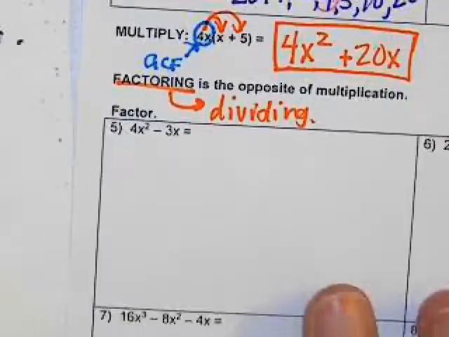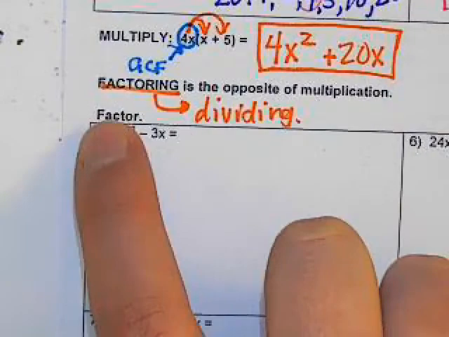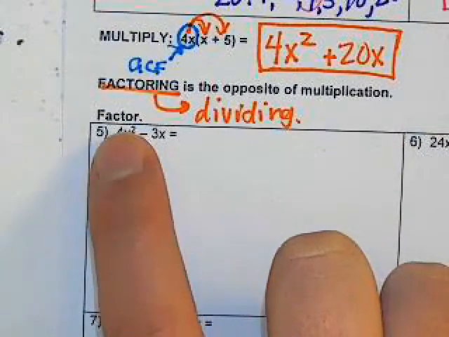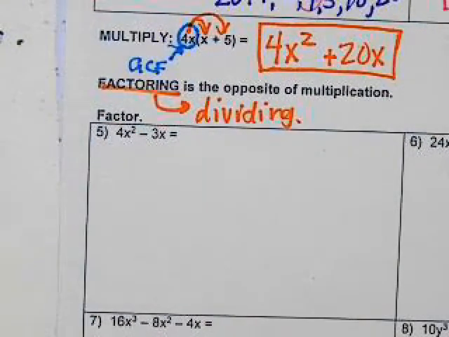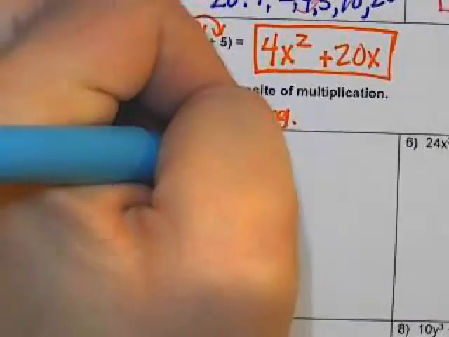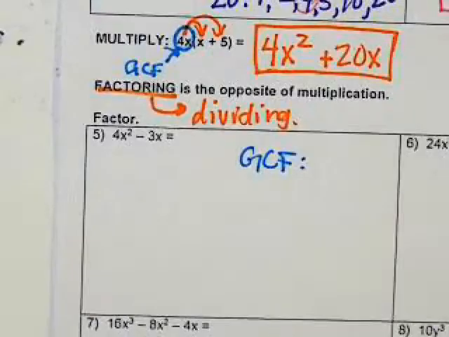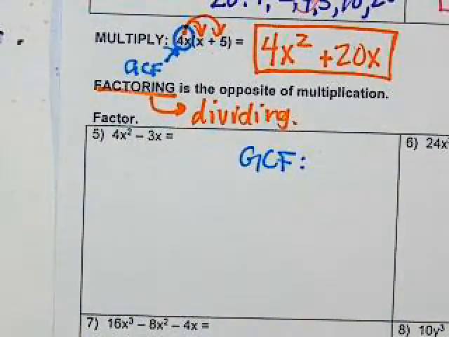All right. So factor. What's factor mean? We're going to be dividing. So factor means divide. So my step 1. Look right here. I've written your steps up here on the board. Step 1, we're going to find our GCF. So step 1 is GCF. I want you to write GCF, and that's where we're going to write. So what's my GCF between 4 and 3?